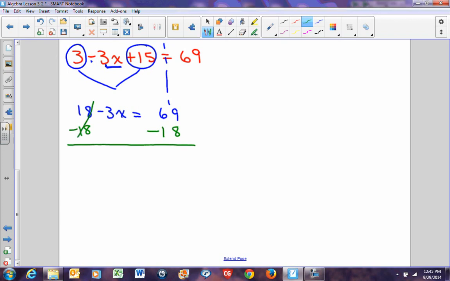These will cancel. I have a negative 3x. Don't lose that negative sign. And 69 minus 18 is 51. Divide by negative 3. And x equals, let's see, 3 goes into negative 51 negative 17 times.